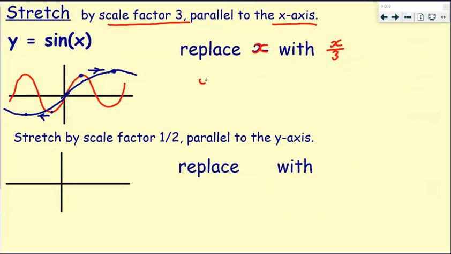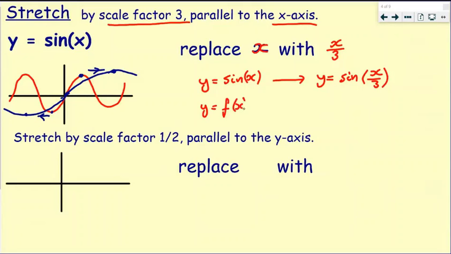So here, y equals sine x becomes y equals sine of x over 3. Okay. More generally, any equation y equals some function of x becomes y equals some function of x over 3.